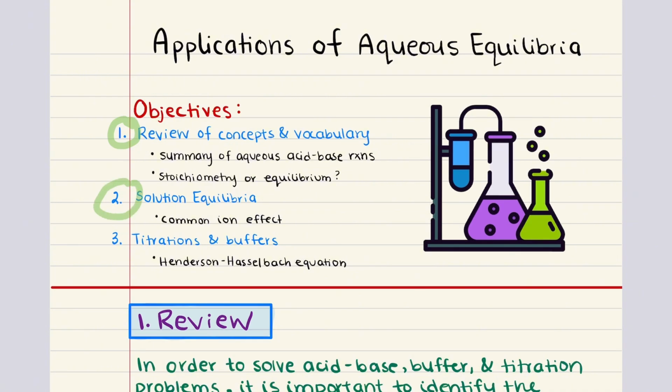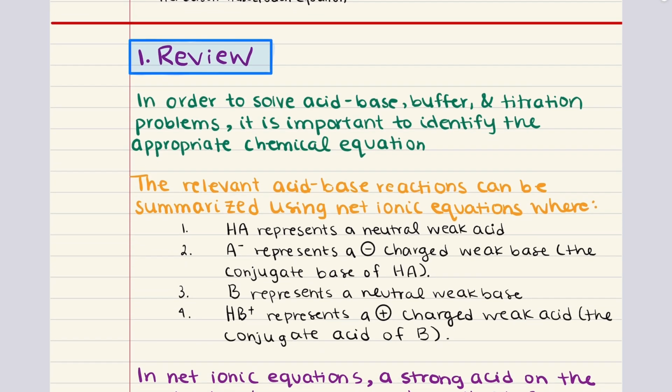Next, we'll explore equilibria in solutions and cover the common ion effect, which plays a critical role in many applications. Finally, we'll discuss titrations and buffers. We'll use the Henderson-Hasselbalch equation to explain how buffers work to maintain a stable pH, and we're going to learn how to apply these principles to acid-base titrations. With that introduction, let's go ahead and get started with Objective 1.